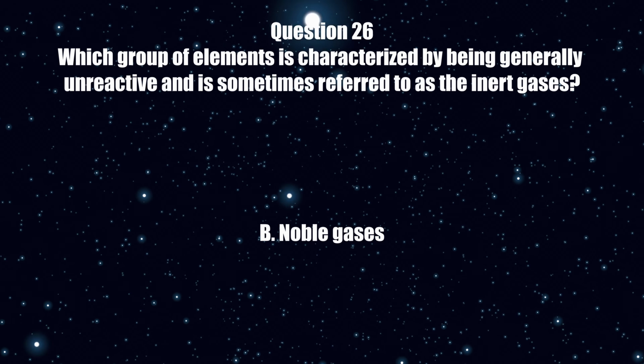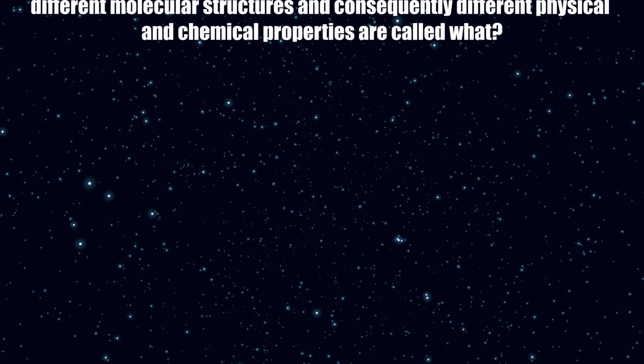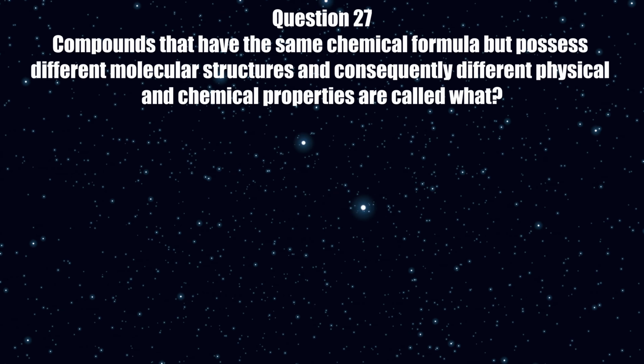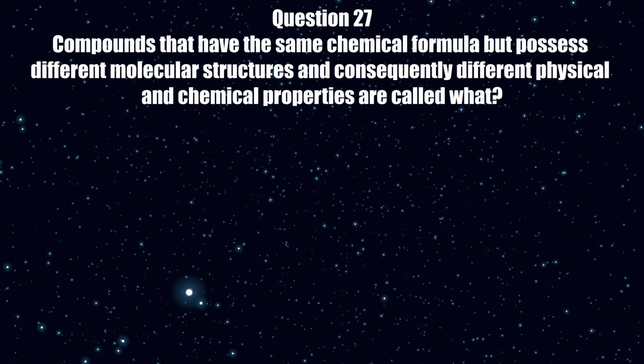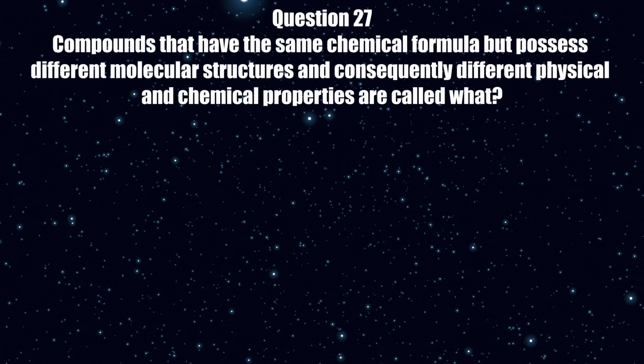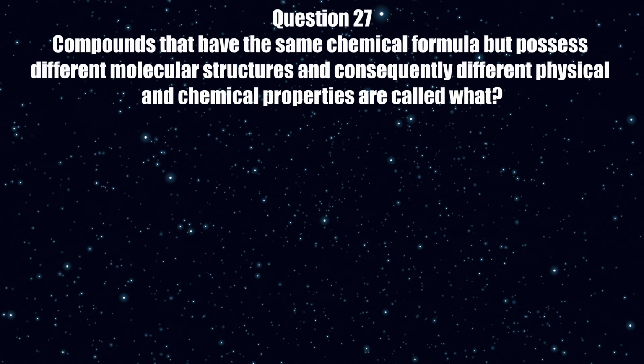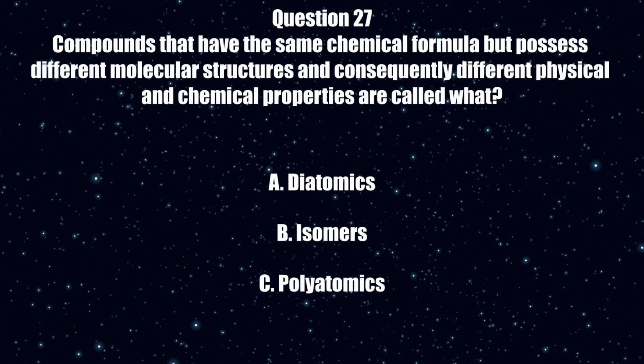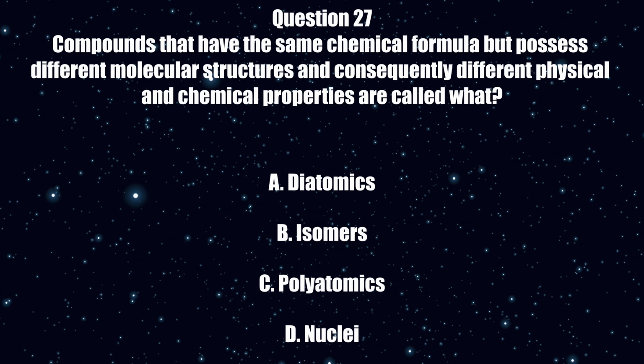The correct answer is B. Noble gases. Question 27. Compounds that have the same chemical formula but possess different molecular structures and consequently different physical and chemical properties are called what? A. Diatomics. B. Isomers. C. Polyatomics. D. Nuclei.